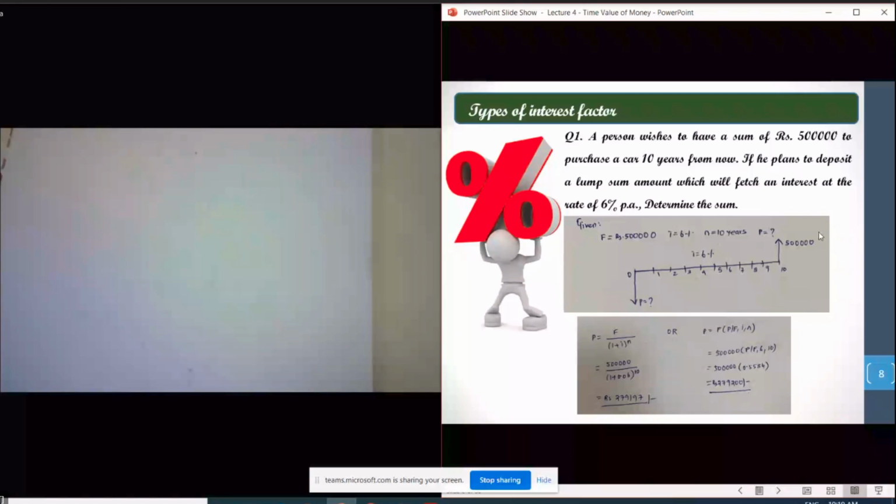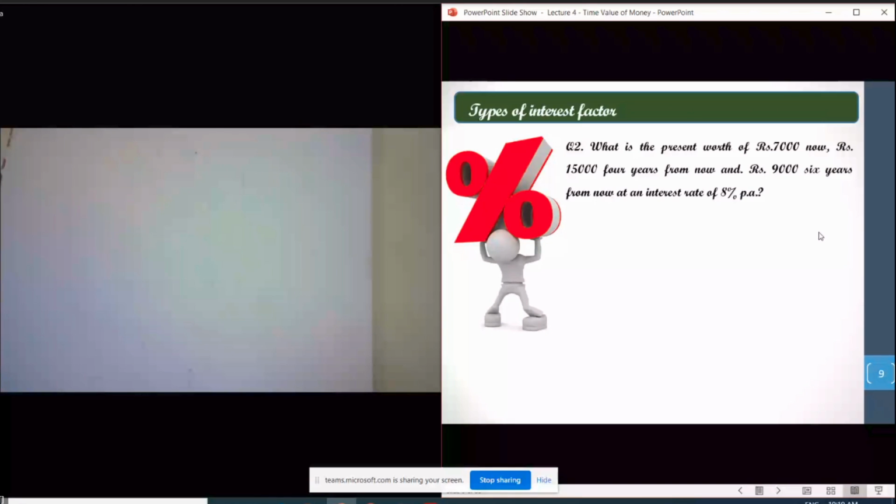Next numerical. What is the present worth of rupees 7,000 now, rupees 15,000 4 years from now, and rupees 9,000 6 years from now at an interest rate of 8% per annum? Again I will repeat the question. What is the present worth of rupees 7,000 now, rupees 15,000 4 years from now, and rupees 9,000 6 years from now at an interest rate of 8% per annum?